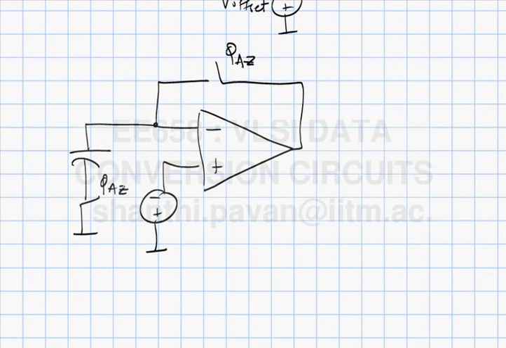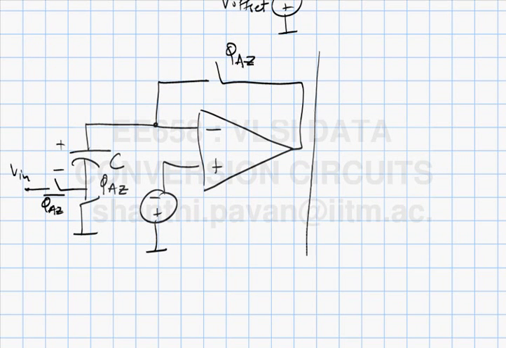Right? So when phi AZ opens, what is the voltage on the capacitor? The voltage on the capacitor at the end of phi AZ is minus V offset. Okay? Then what should I do? I need to connect the V into the bottom plate. Right? So this is phi AZ bar. Alright, and this is V.